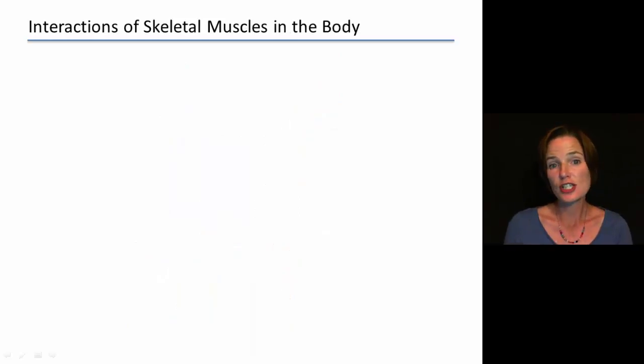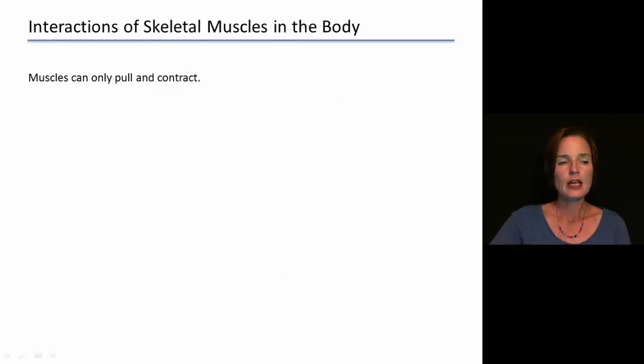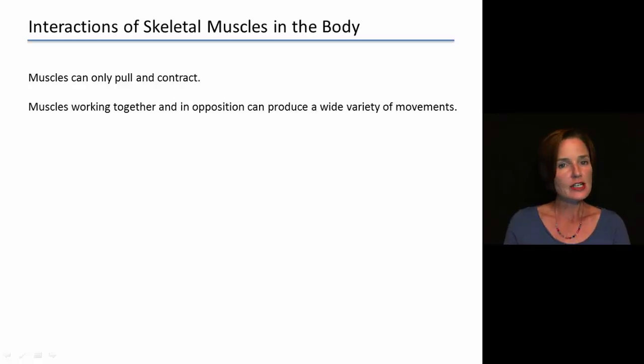If we talk about interactions of skeletal muscles in the body, first off, individual muscles can only pull and contract. There's absolutely not going to be any pushing involved. However, the muscle cells can definitely work together with each other, and if they're working together and in opposition, then this is going to be able to produce a wide variety of movements, and we did see a lot of those common movements in the previous slides.